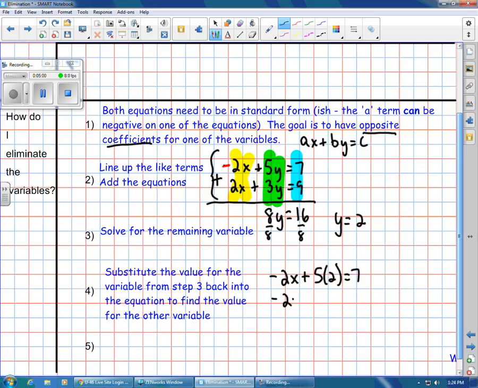So negative 2x plus 5 times 2, which is 10, equals 7. To get my x by itself, I'm going to subtract 10 from the left. Whatever I do to the left, I've got to do to the right.